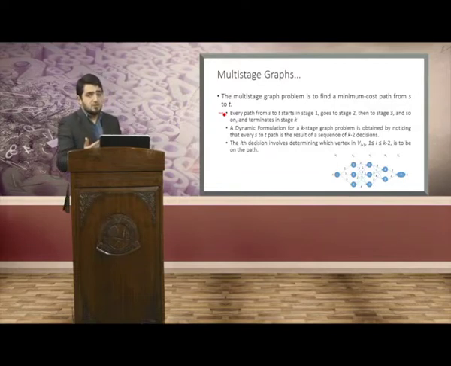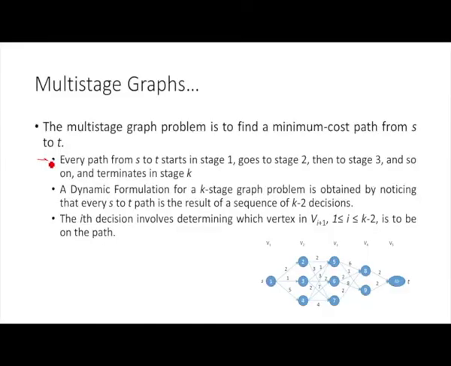The condition that we need to consider here is that every path from source to sink, or from S to T, has to start from the first stage, get to the next stage, that is stage 2, then go to stage 3 and so on, and finally terminate in the last stage, stage K.